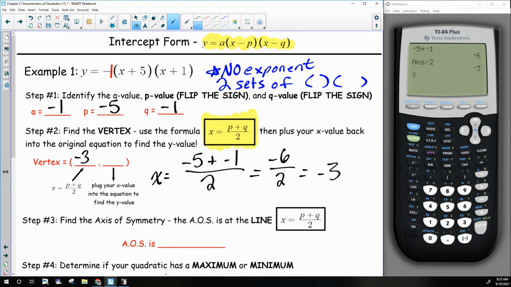Now, just like standard form, remember, that only gave us half the vertex. We know it's at -3 on the x-axis, but we don't know how far up or down it is. So we need to find this number. Now, remember, one method is you could always plug -3 back into your original equation, but that's a lot of work and requires a lot more algebra.